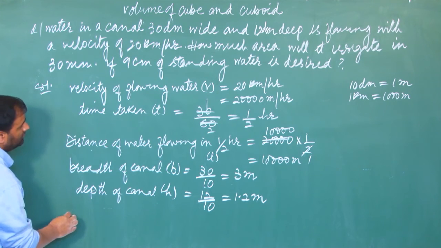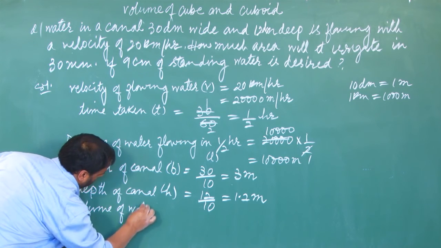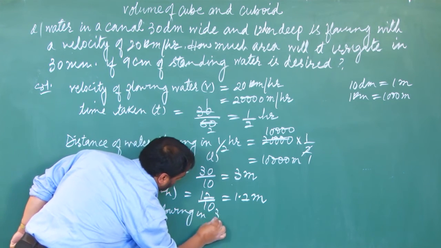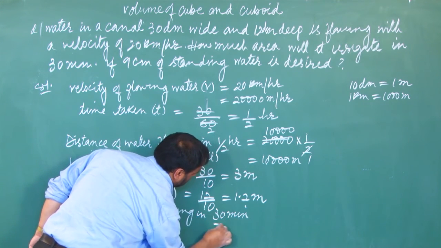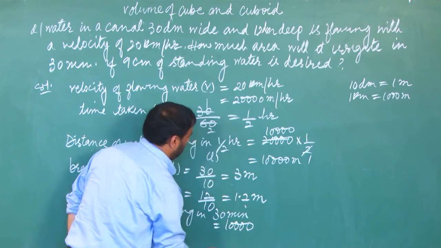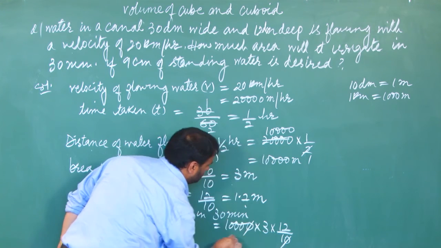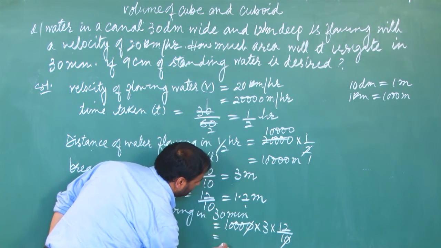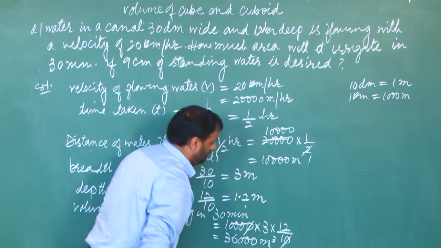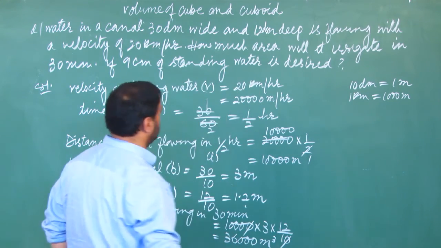So volume of water flowing in 30 minutes is length into breadth into height. That's 10,000 into 3 into 1.2, which can be written as 12 by 10. So 3 into 12, 36 into 1000 is 36,000 meter cube. So how much water flows into the field for 30 minutes? It's 36,000 meter cube.